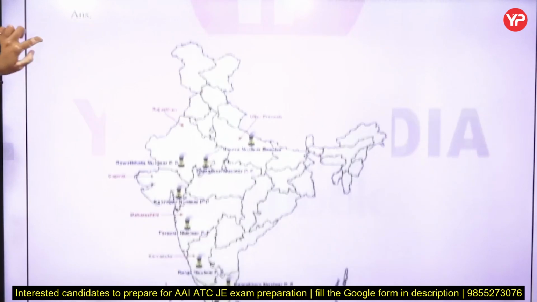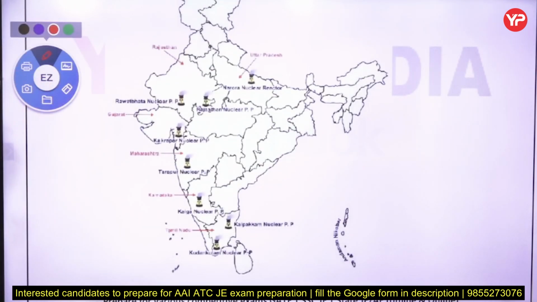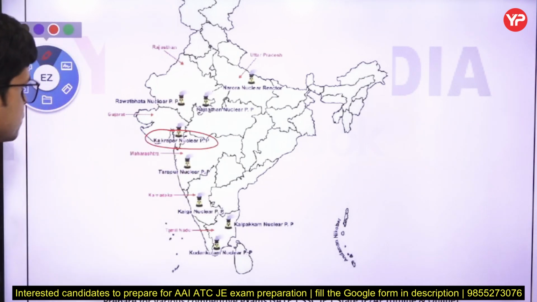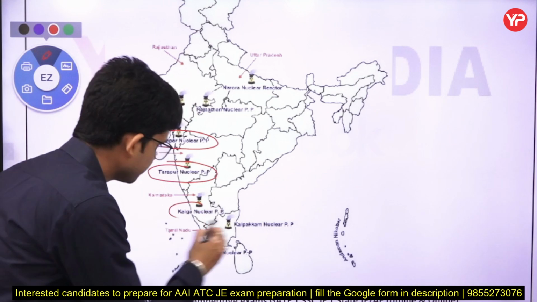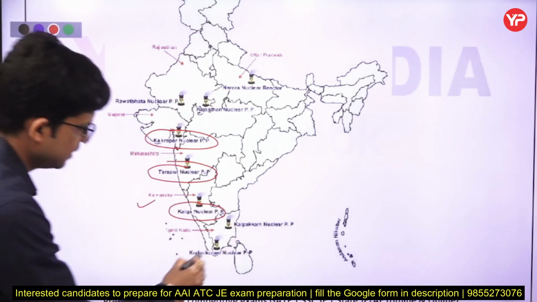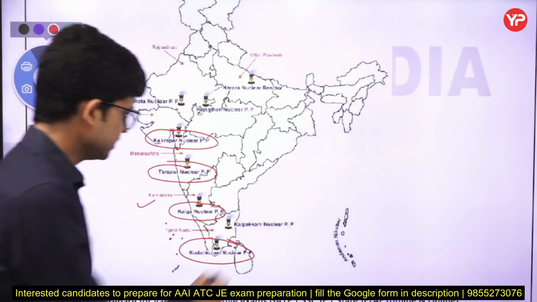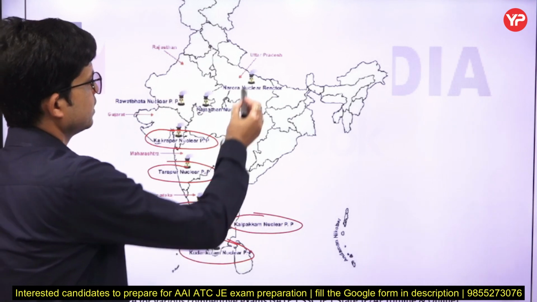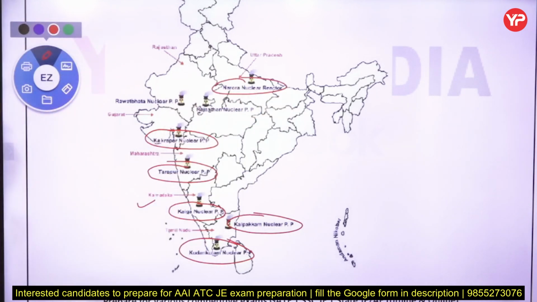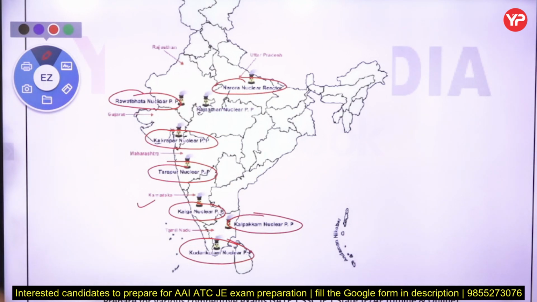Now we see some atomic power stations in India with the help of a map. Here are some atomic power stations in India. You see here Kakrapar nuclear plant, that is in Gujarat; Tarapur nuclear plant in Maharashtra; Kaiga nuclear plant in Karnataka; Kudankulam nuclear plant, that is in Tamil Nadu; Kalpakkam nuclear plant, again in Tamil Nadu; Narora nuclear plant in UP; Rawatbhata, that is in Rajasthan. So you have to remember all these nuclear plants.